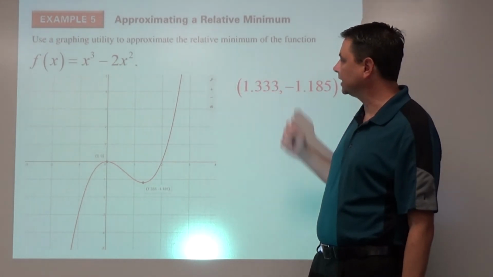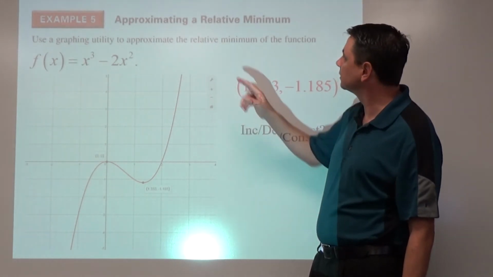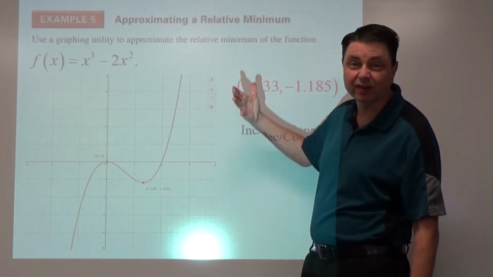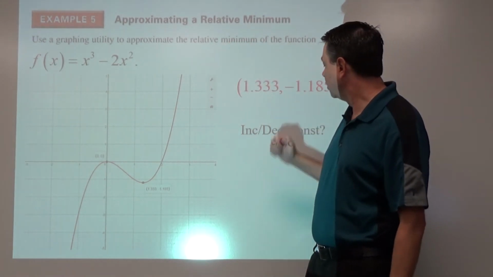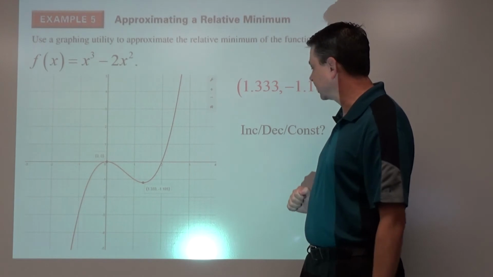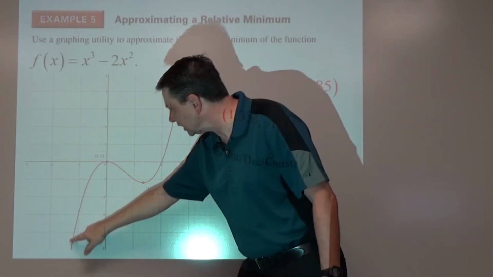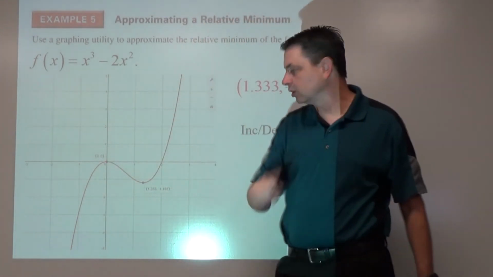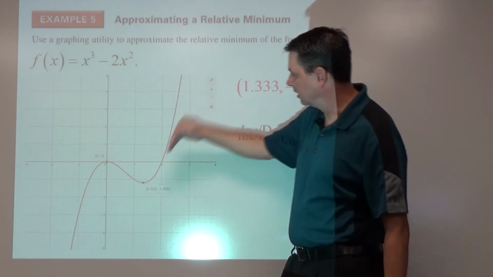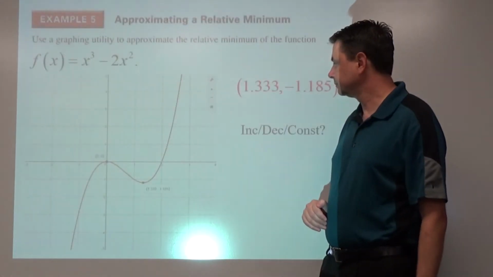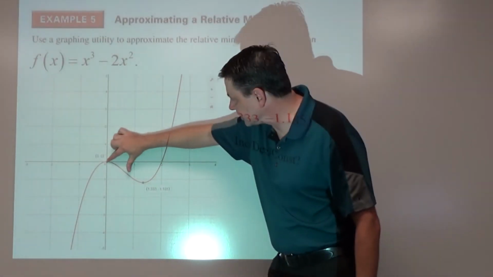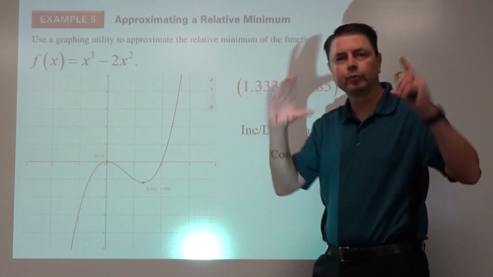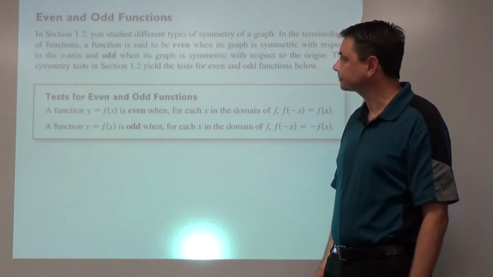All right, so we've got the minimum. We didn't have to find the maximum, we just found the minimum. Where is it increasing, decreasing, and constant? Increasing here. X is only increasing here. And then decreasing right here. So parentheses, x coordinates only.